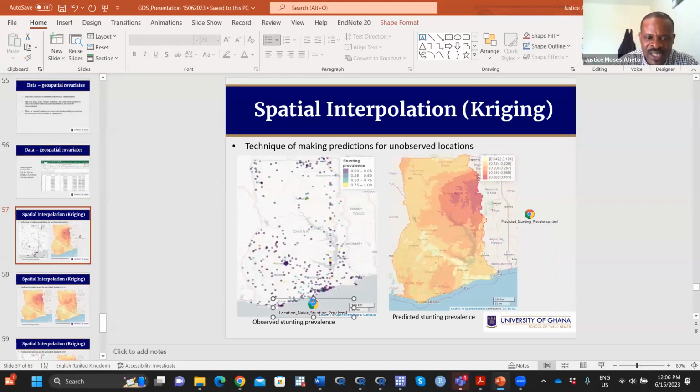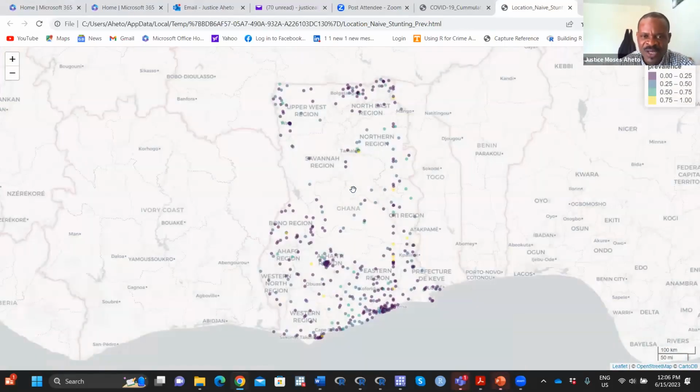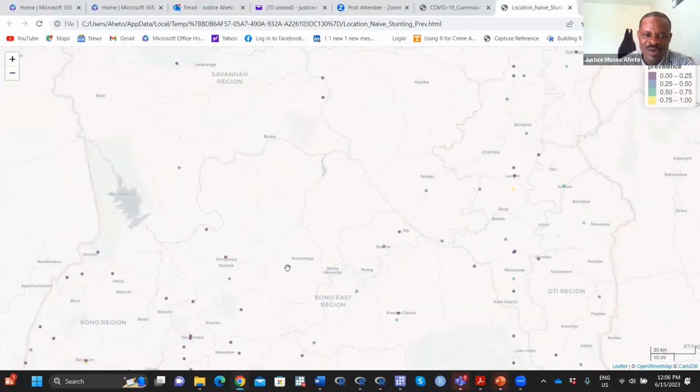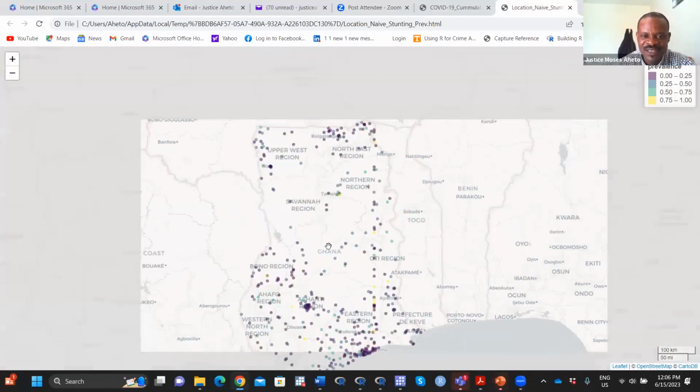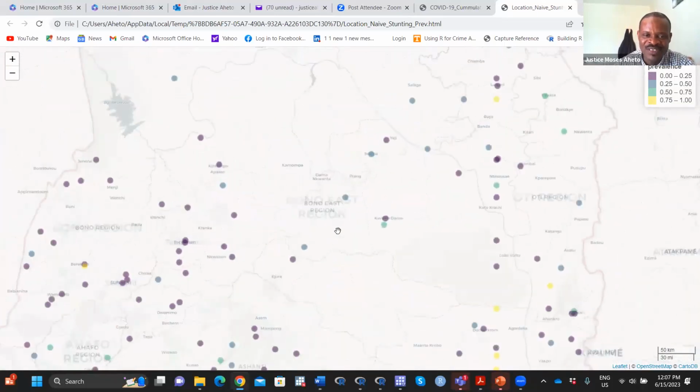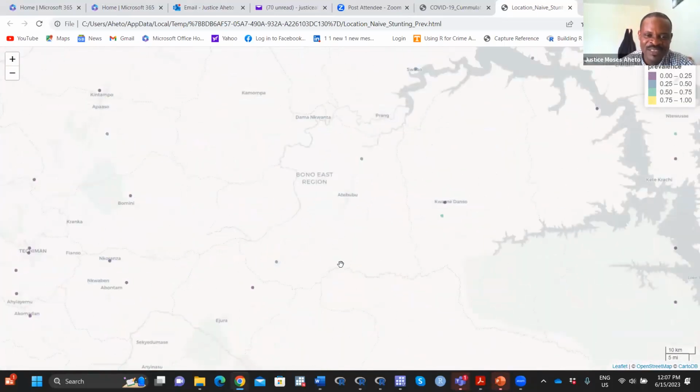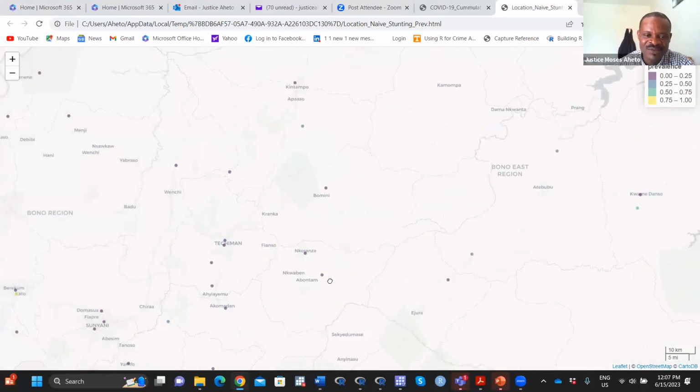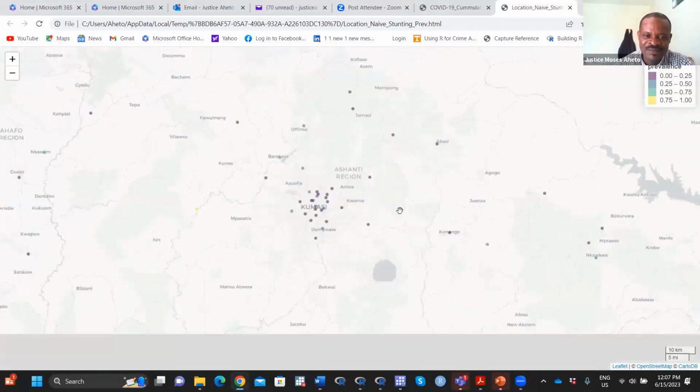So I can open this one again and showcase for you how it looks. You see this one, I can zoom out, and the more I zoom out, the more you begin to see smaller towns in Ghana. Is that not it? The moment I zoom out, you begin to see that there are a lot of smaller towns showing up. Is that not it? For instance, let's go to the Accra side.